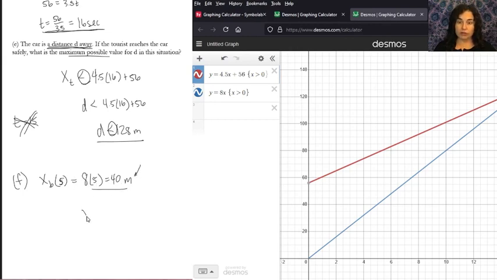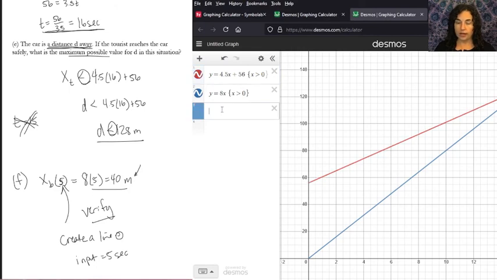You would be asked to verify this. If I verify this on the graph, what I'm going to do is plug in this input value. I'm going to create a line at the input equals 5 seconds. Okay, so when I go to the graph here, I'm going to create a vertical line at time equals 5 seconds. In this situation, x is my input value, so x equals 5, so that represents when the time equals 5. When the time equals 5, we can see the bear is at 40 meters.